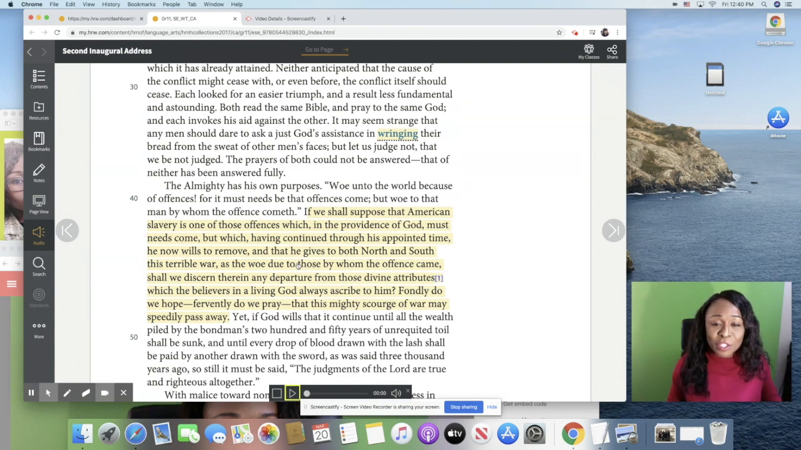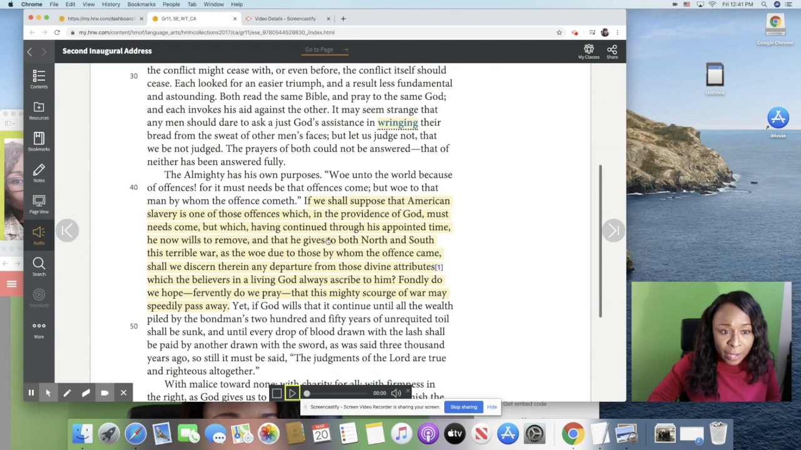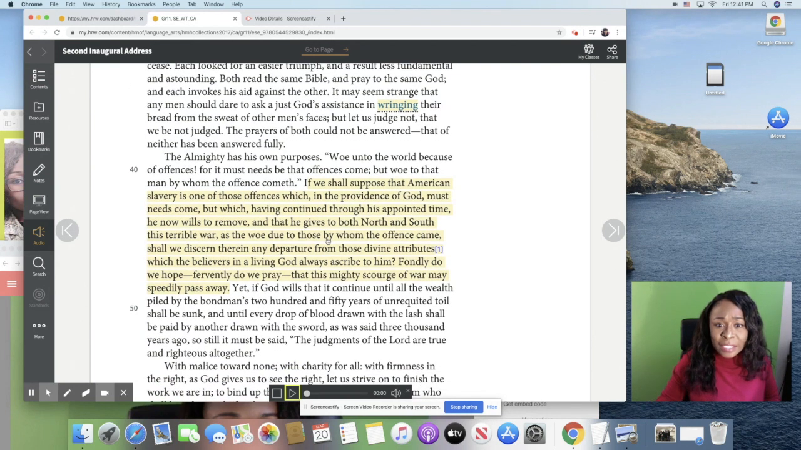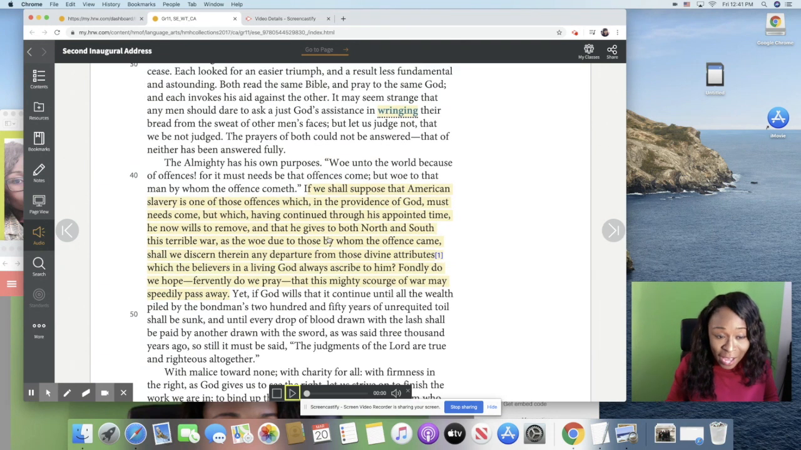So that's his purpose. He's trying to find a commonality that both the North would agree with and the South would agree with. And you guessed it, it's religion. So make sure that you write that down in your notes and you know that he's going to use God. And that's what he's doing in line 41 when he talks about slavery is one of those offenses which, in the providence of God, must needs come, but which, having continued through his appointed time, he now wills to remove.